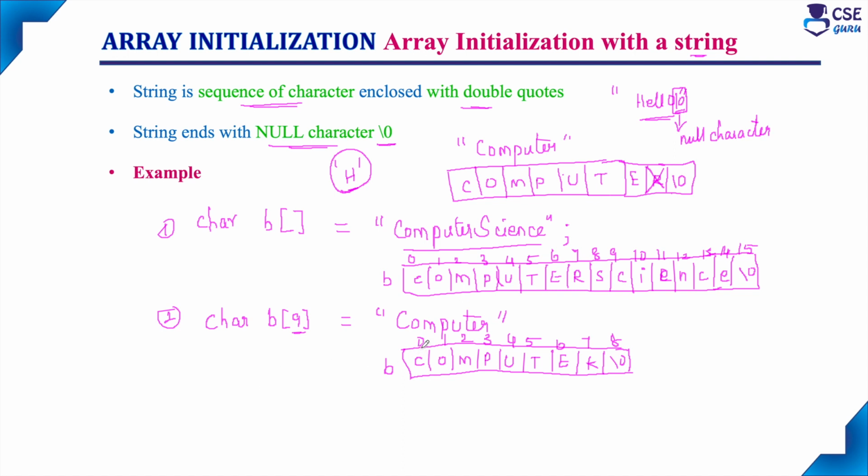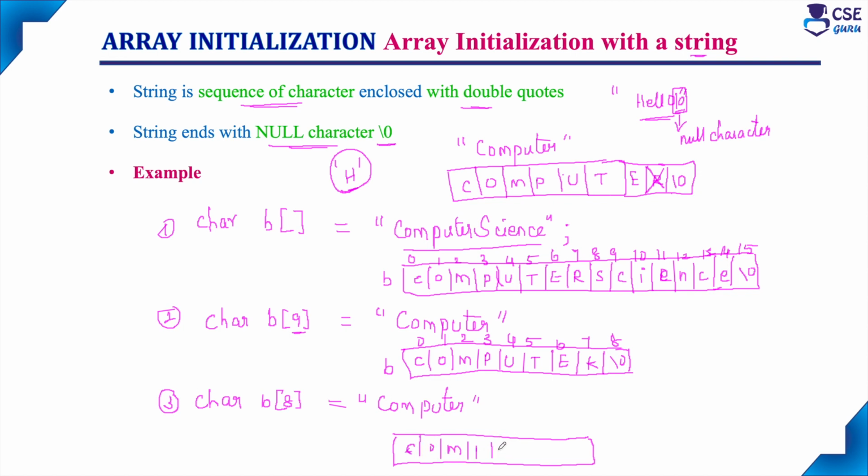So what is the challenge here? Previously, if we know the size of the string, according to that we can allocate the size. Suppose by mistake you have allocated the size like this, char B of 8, and the string is "computer" only. Here the size of the string is 8 only. The programmer always needs to keep in mind one extra space to store the null character. Mistakenly, if you have allocated the array size as 8 only, it will consider it like this: computer.